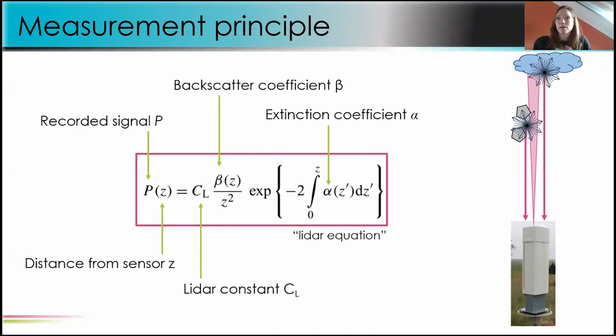And depending on the round trip time that it takes for the light to travel up and down the atmosphere, we can construct this profile of attenuated backscatter, which also, of course, depends a bit on the characteristics of the lidar itself.